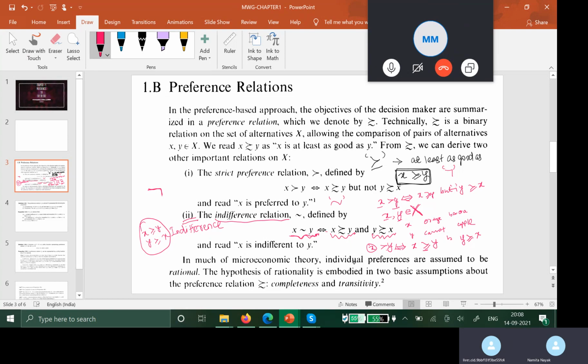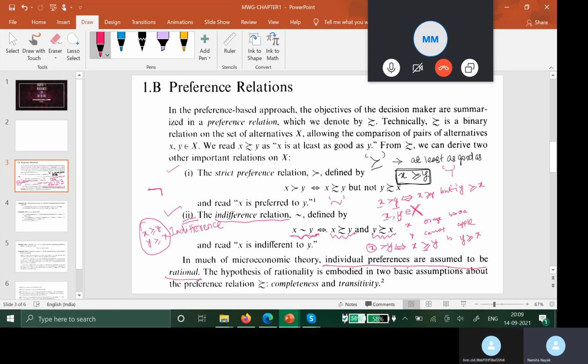Yes, ma'am. So these two relations are preference relations. One is the strict preference relation. Remember these notations, because we'll be facing them again and again. Understood, ma'am. So when this preference relation is complete with all the information and it is transitive, then it is known as rational. Individual preferences are assumed to be rational.